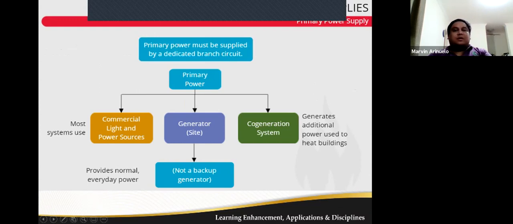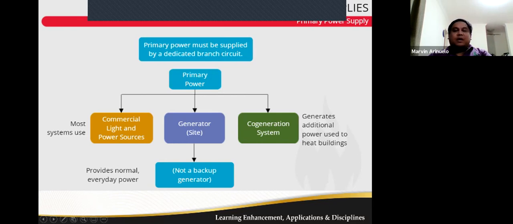Most systems use commercial light and power sources for the primary power supply. Note that the generator option listed for primary power is not a backup generator. Rather, it is one that might provide normal or everyday power for a building or an entire site. From the perspective of the fire alarm, a cogeneration system is a generator. We call it cogeneration because it either generates additional power supplied into the public grid, or because heat is extracted and used to heat the building.